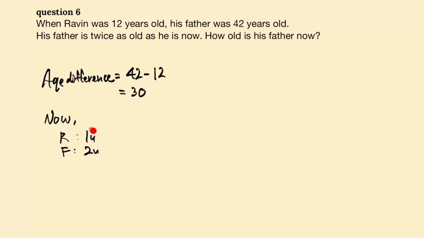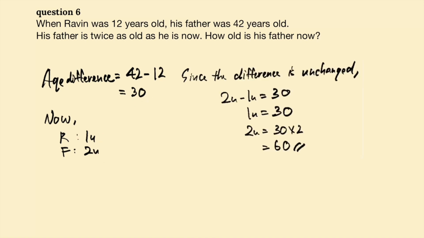So now it's 1U and 2U. So we can tell that 1U is therefore 30. How old is the father now? Now it's father's 2U, right? So 2U, 2 times 30, is therefore 60.